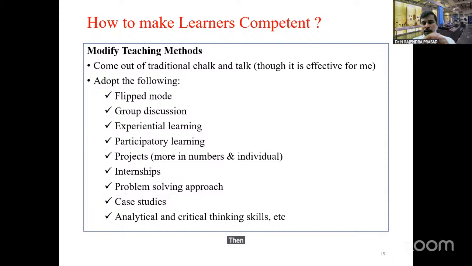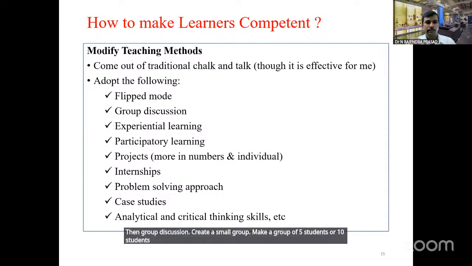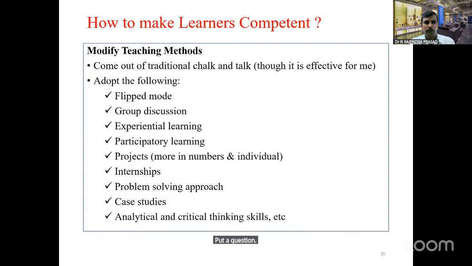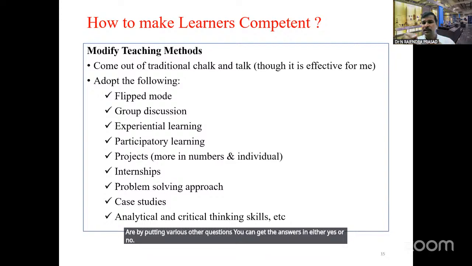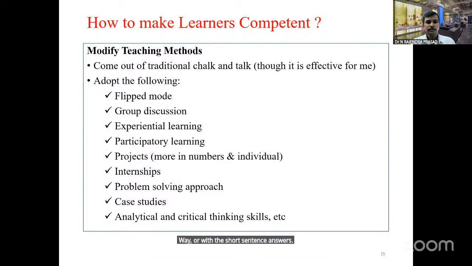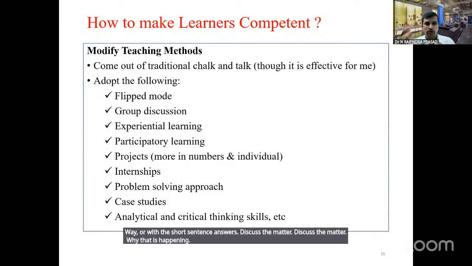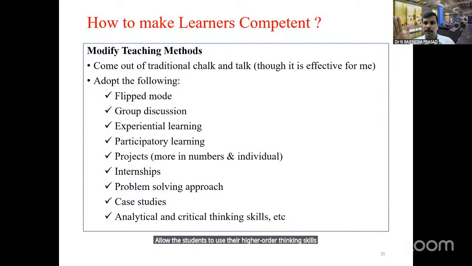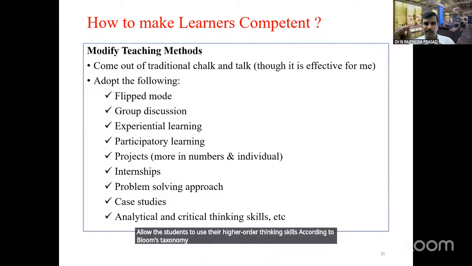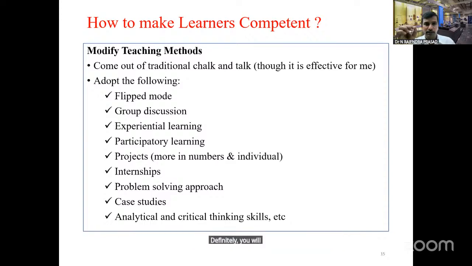Then group discussion. Create a small group. Make a group of 5 students or 10 students in your classroom. Pose a question. Either you can go on par with the null hypothesis, or by putting various other questions, you can get the answers in either a yes or no way, or with short sentence answers. Discuss the matter, why that is happening. Allow the students to use their higher order thinking skills.